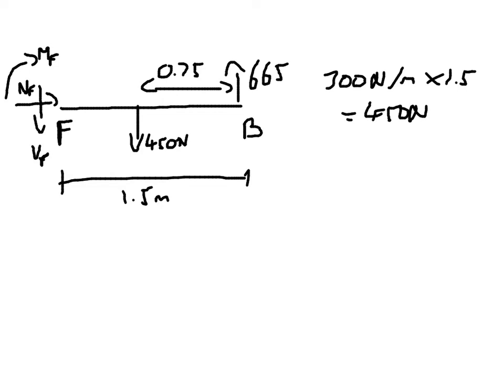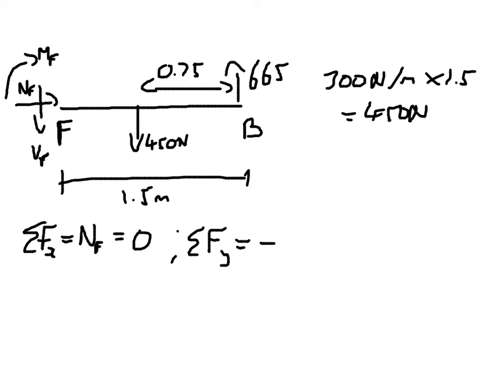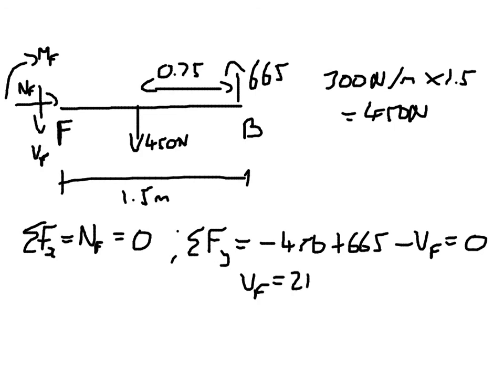And then we can start to do some of our forces and equations of equilibrium again. So the sum of the forces in the X is going to be NF. There are no other forces in the X, so that equals 0. Our sum of our forces in the Y, we're going to have minus 450, which is our distributed load in the middle there, plus 665, which is our tension, minus our shear force. It's going to be 0. So our shear force is going to be 215 newtons.